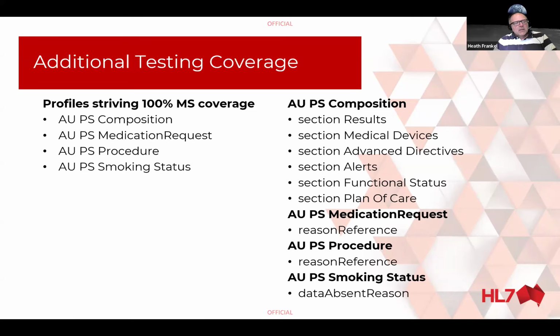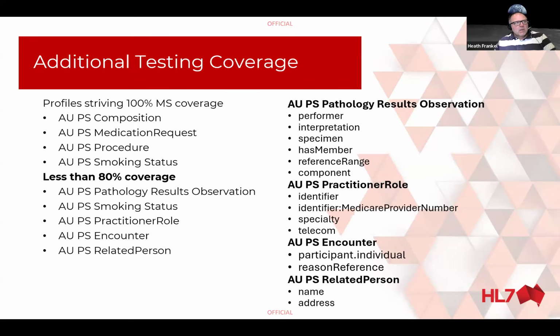And then when we're looking at some of the entries, we've got medication request where we're looking for a reason reference example, and similar with patient summary procedure, where we don't have enough evidence around those reason reference elements. So we're looking for those three different vendors in that space, and also smoking status, if there is a data absent reason. That one's probably a little bit obscure, but if you do have that capability, we would be very interested in knowing about it.